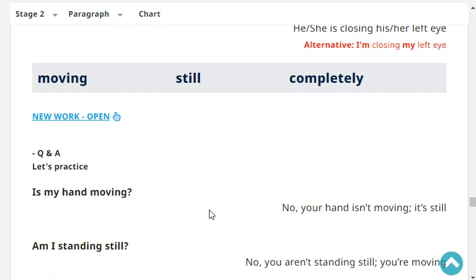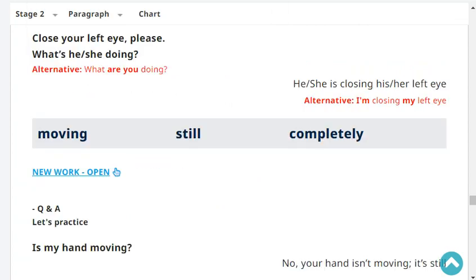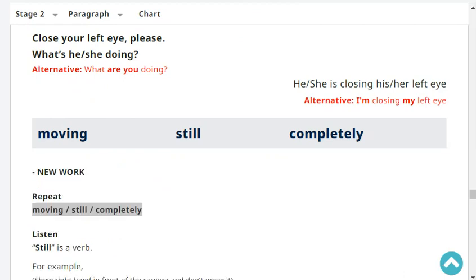Okay, next. So that's the end of our revision. Let's have new work. Okay, here we go. So repeat: moving. Still. Completely. Very good.